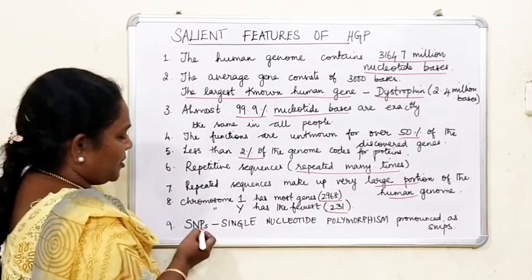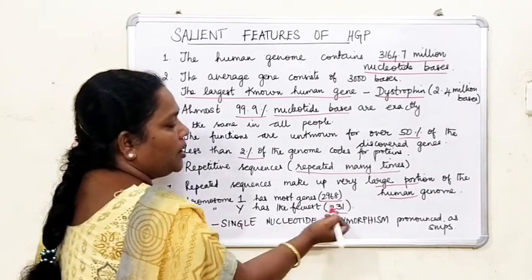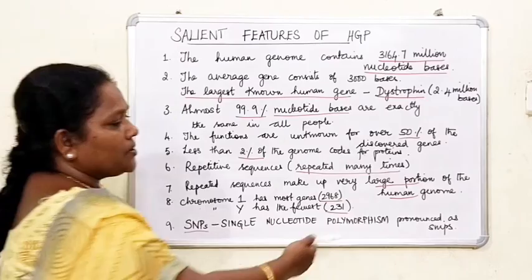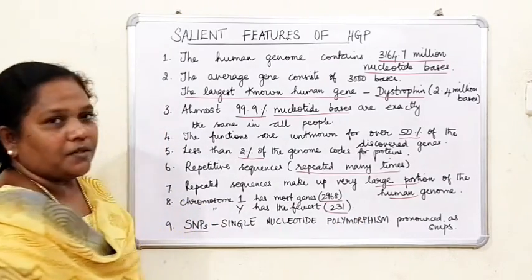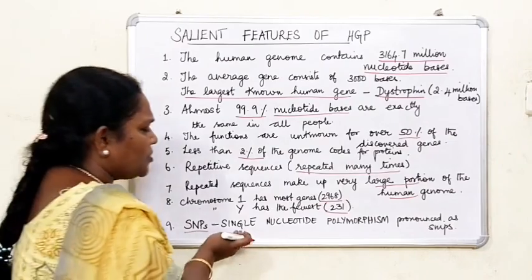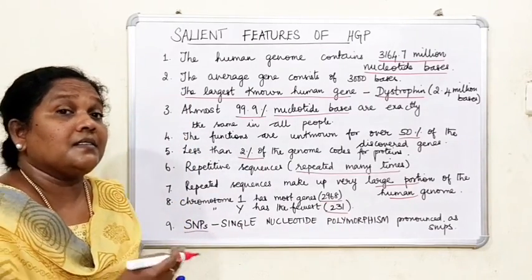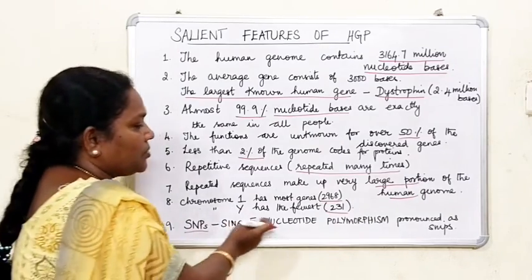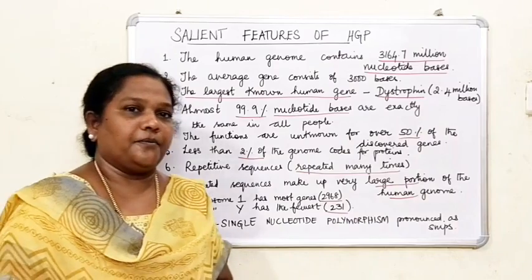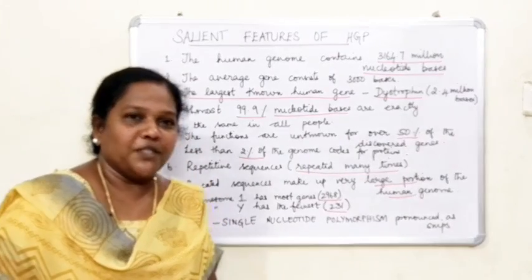And one more thing you have to remember about SNPs. So what is SNP? Single nucleotide polymorphism, which is pronounced as SNPs, or snips. So what is the main function of single nucleotide polymorphism? We can very easily diagnose diseases. How to find out human history? This single nucleotide polymorphism will be very helpful. So these are the salient features of the human genome.